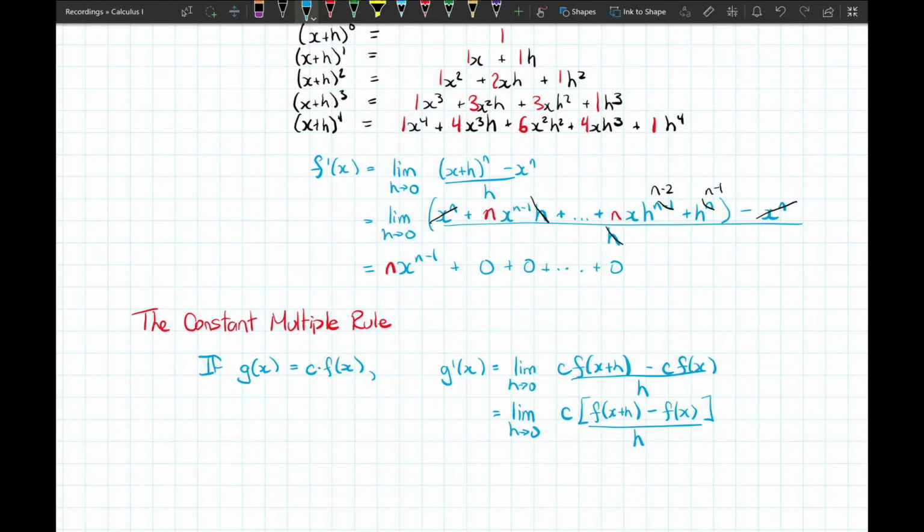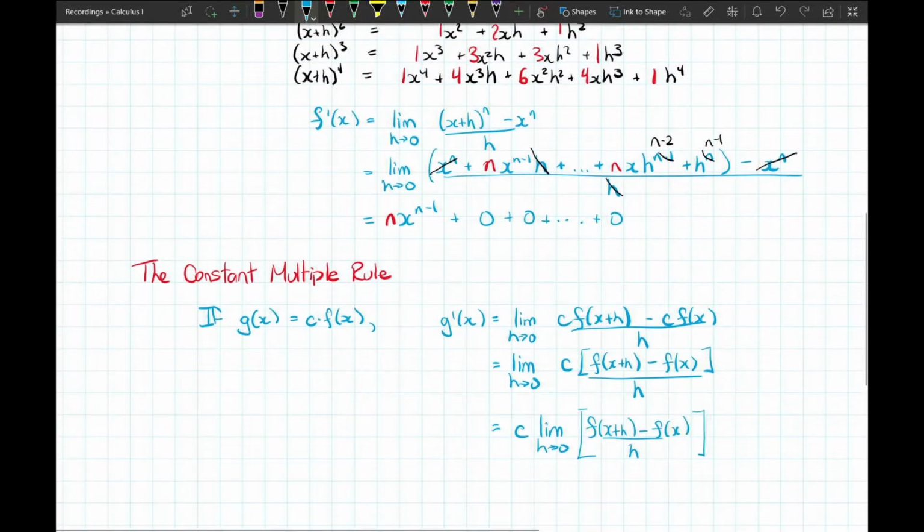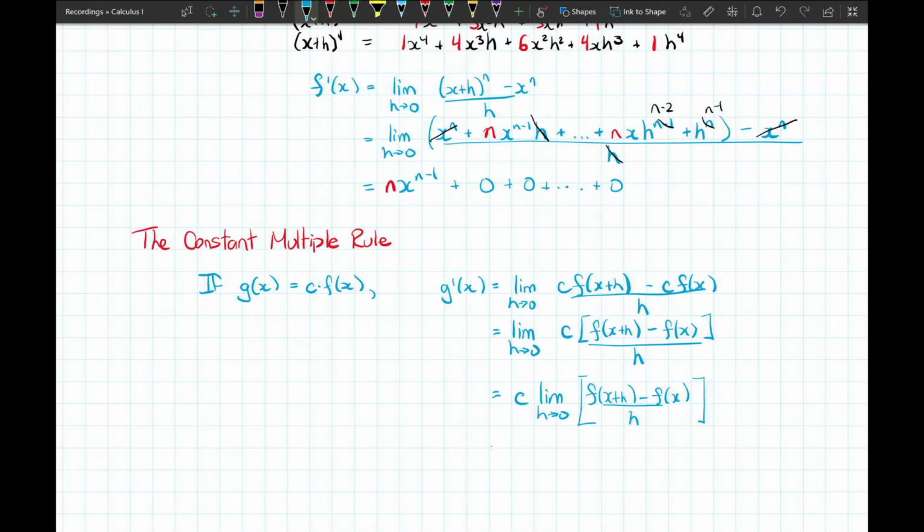And if we factor c out of the numerator, and in fact, factor c right out of the rational expression, we can take that c and use a property of limits. We have a constant multiple rule for limits, and that allows us to take the limit of the function inside and multiply the result by c. That leaves us with c times the limit as h goes to 0 of f of x plus h minus f of x all over h. And this is simply the definition of f prime of x. So g prime of x is simply c times f prime of x. And that leaves us with the constant multiple rule.